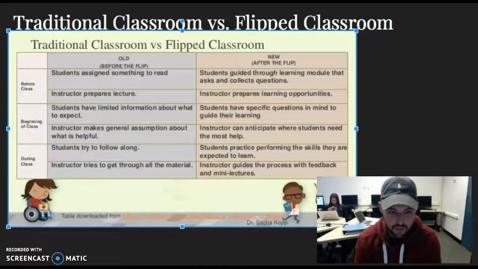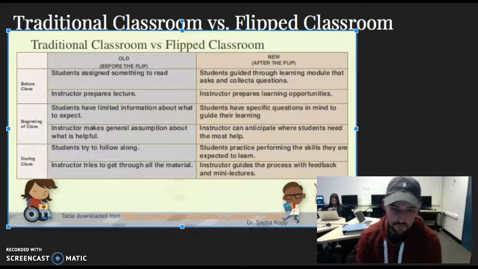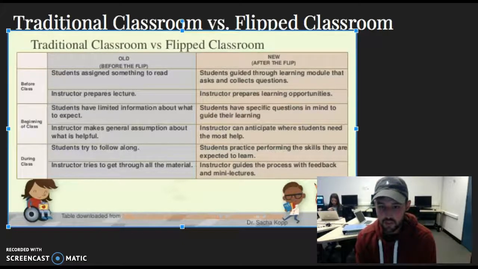For the traditional classroom, in the beginning of class, students have limited information about what to expect, and the instructor makes general assumptions about what is helpful. And for the flipped classroom, students have specific questions in mind to guide their learning, and the instructor can anticipate where students need the most help.